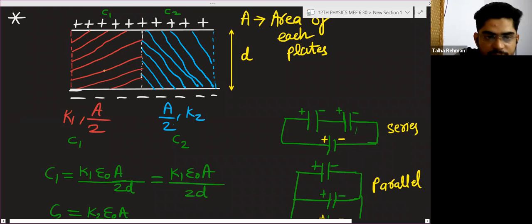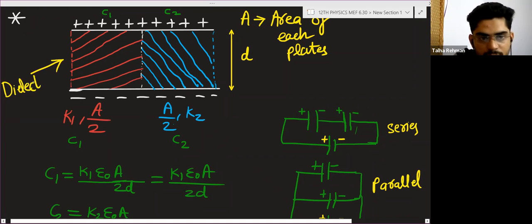And please remember this, these are the dielectrics. Dielectric. This is also dielectric.